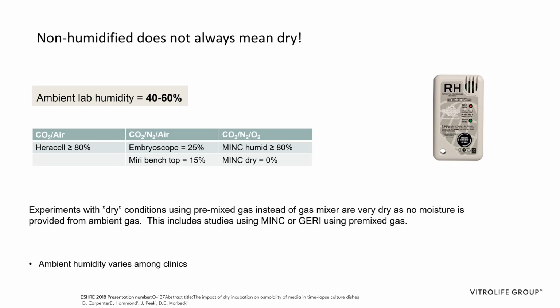Sorry. So in the embryo scope, there is actually 25% humidity because it's a premixed system. In a Miri benchtop, it was 15%, so different incubators can be a little bit different. But if you're looking at an incubator that is designed to be cultured with premixed gases, then it is actually dry if you do not have humidification. So that's why many of these incubators are designed to have a water bottle if you're using premixed gas. Otherwise, it's very dry.